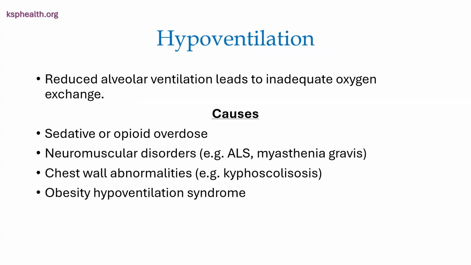In hypoventilation, there is reduced alveolar ventilation that leads to inadequate oxygen exchange. That happens when there is an overdose of sedatives or opioids. It's also seen in patients with neuromuscular disorders like myasthenia gravis and ALS. Chest wall abnormalities like kyphoscoliosis can cause hypoventilation. Obesity hypoventilation syndrome can also cause hypoventilation.